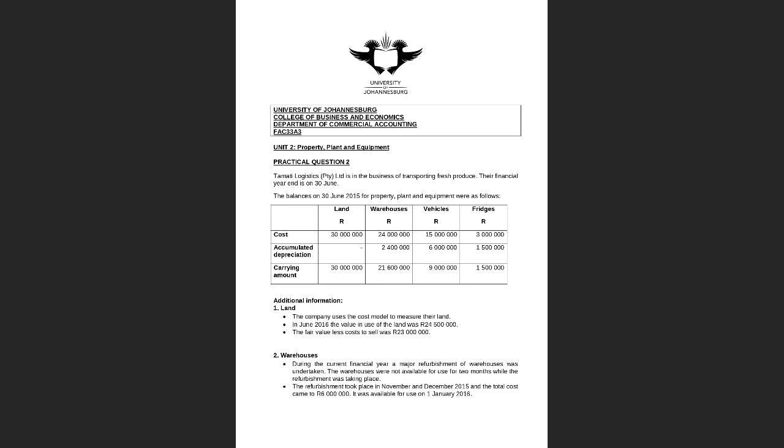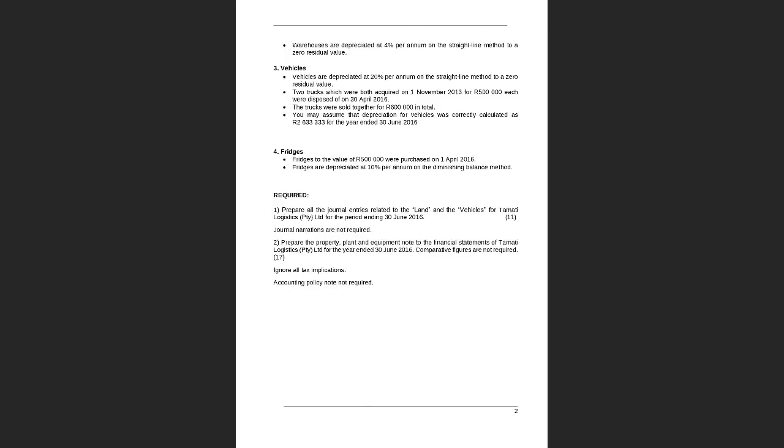So let's go to this question here. We're going to start by looking at the required, because when you get a question, so just some exam technique as I go along, just going to share some exam technique with you guys as well. So the first thing that you should do is go to the required. I'm going to try and zoom in more.